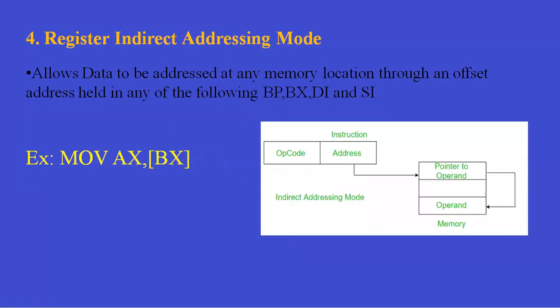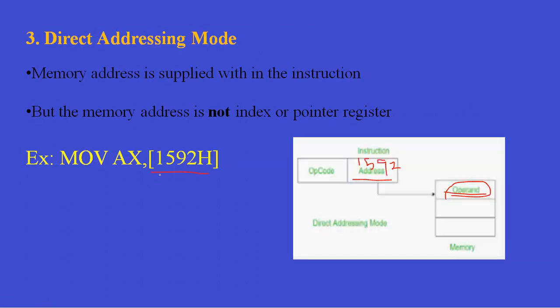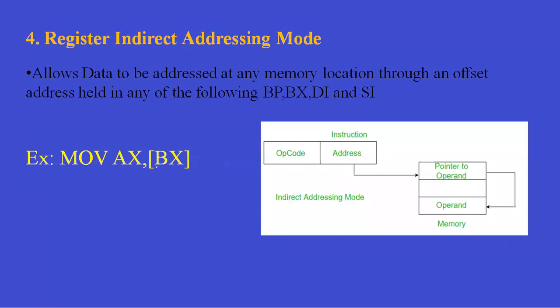The fourth one is register indirect addressing mode. So it is almost similar to the direct addressing mode. So here within the square bracket, directly data is given. Here within a square bracket, one register is given. So here BX holding some data, that data is acting as an address. That address holding some data. Again, for example, BX holding some data, 1592. So within the square bracket, it is acting as an address.